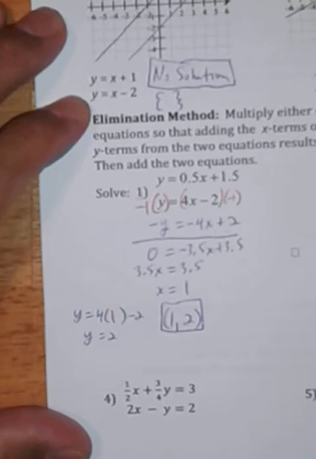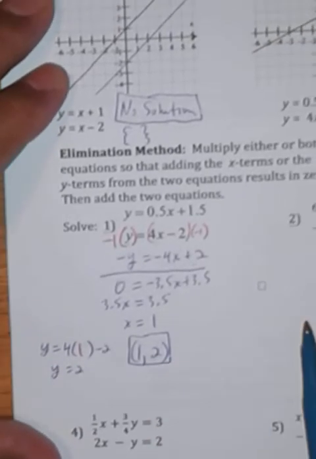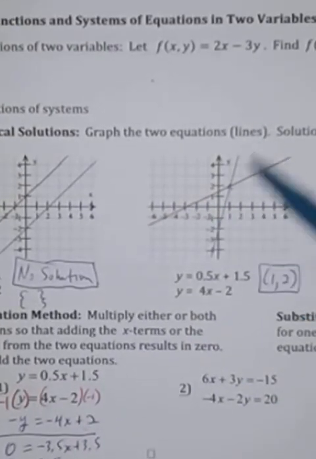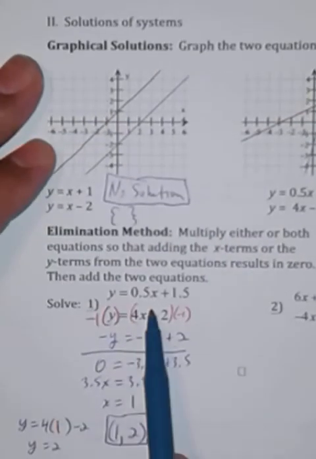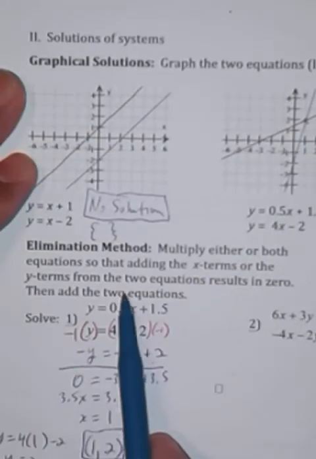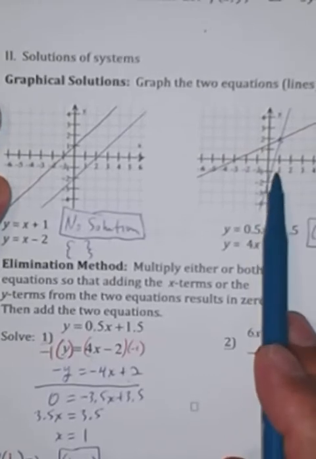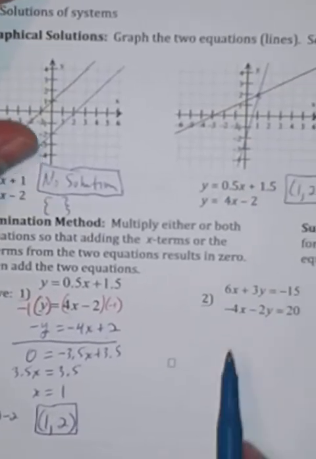And notice, by the way, if I can find the answer, that means if I were to graph the two lines, they would look like so, something like that. Oh, in fact, this is the same system of equations. So we can see that we got the right answer. All right, let's try number 2.